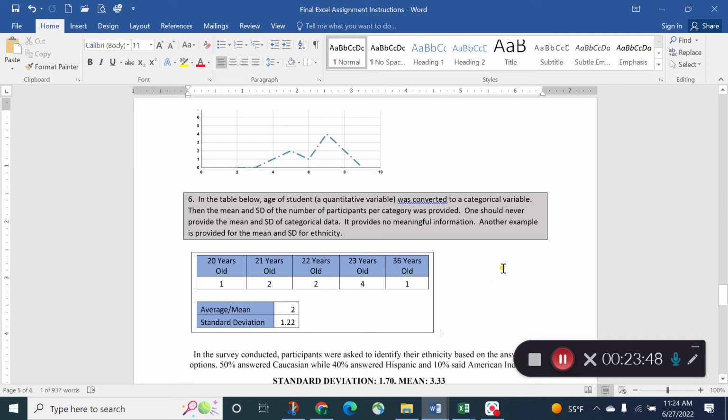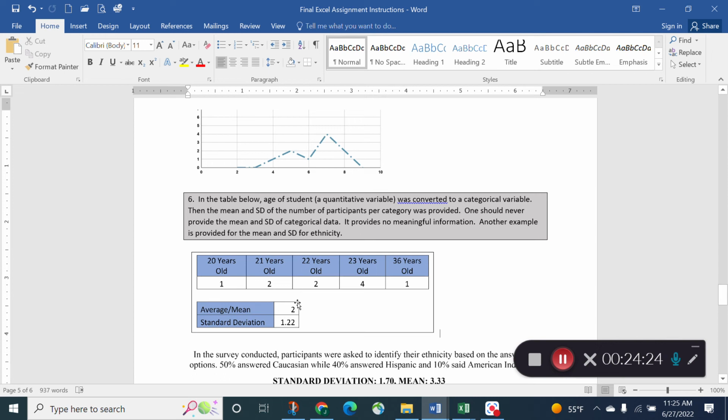So number one, you don't want to do that. Do not take a quantitative variable and turn it into a qualitative variable by making categories. But then here's the other thing that they did. They never went back and averaged the true age of these people. They added 1 plus 2 plus 2 plus 4 plus 1 and divided by 5. Well, they had 10 people, so 1 plus 2 plus 2 plus 4 plus 1 is going to equal 10. And 10 divided by 5 is going to be 2.